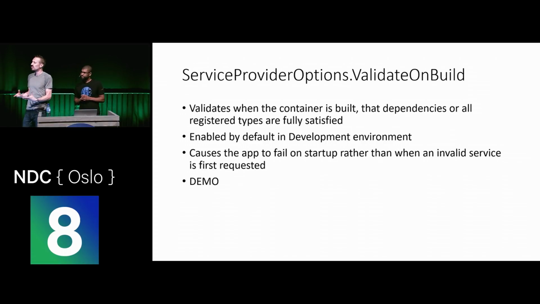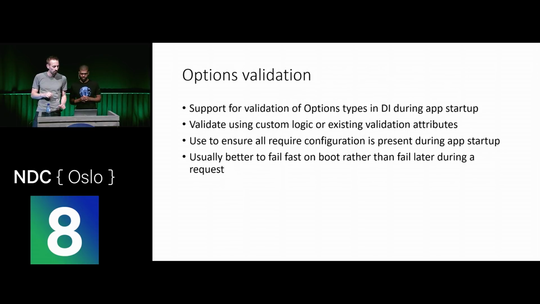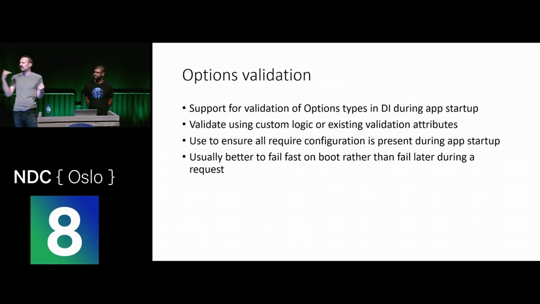You can validate your service provider, that is the container, when it is being built during application start. So that instead of finding out you misconfigured DI like 14 requests into the server starting when you first get a type, you can just have it fail immediately. And that's enabled by default during development, so you can find out very quickly. We now have support for options validation. So if you're using configuration and binding those to options types, and you want to make sure you haven't missed a configuration value, there is built-in support now for writing a method to validate your options, or even using the data annotations that you use on your models in MVC and Entity Framework to validate your options as well. And again, the app will just stop, and then you'll know that you've misconfigured your environment.